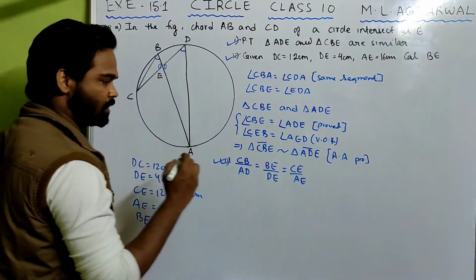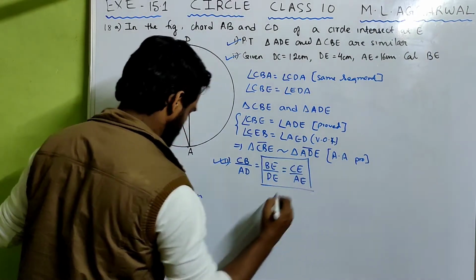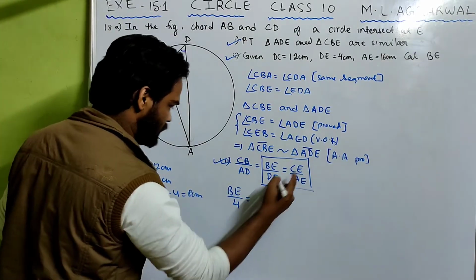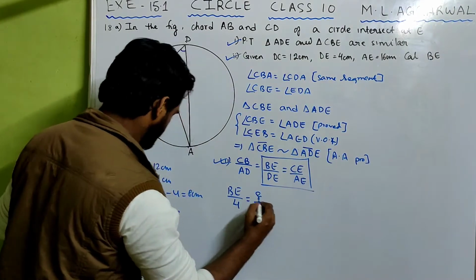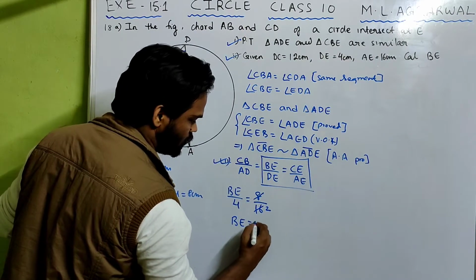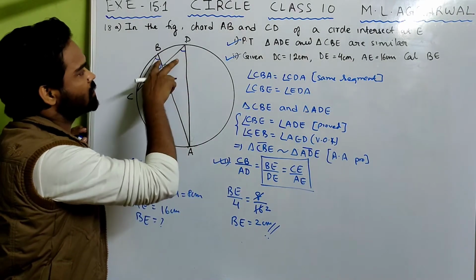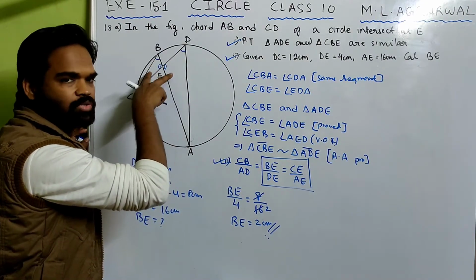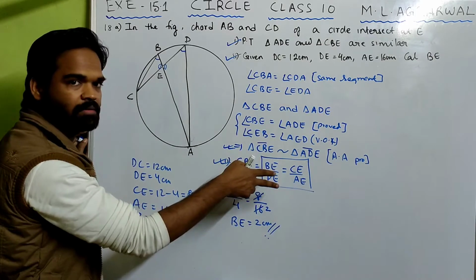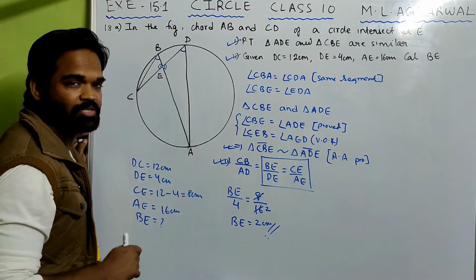Look at this. Take these two. BE, we don't know. DE is 4. CE is 8. AE is 16. So that's BE will be 2 centimeter. Done. Pretty easy. Used angle in the same segment over here. Vertically opposite angle. So these two triangles are similar. Once they are similar, we know the corresponding sides are proportional to each other. With that, we can get the second part. Clear? Now let us look at the next sum.